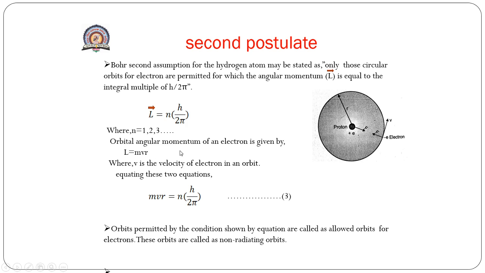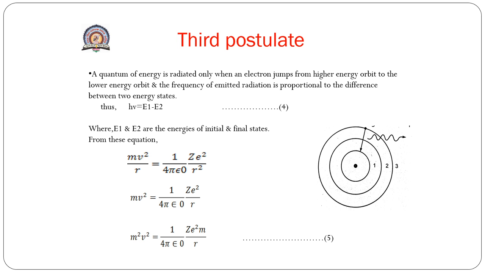Now the orbital angular momentum of an electron is given by L is equal to m into v into r, where v is the velocity of the electron in an orbit. Equating these two equations, mvr is equal to n into h upon 2 pi. This gives us the equation of the second postulate. Now I will discuss Bohr's third postulate.